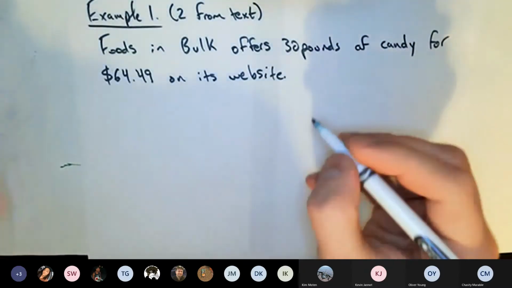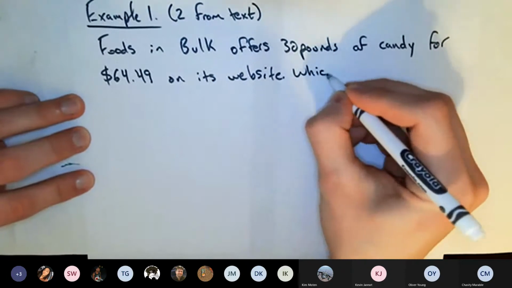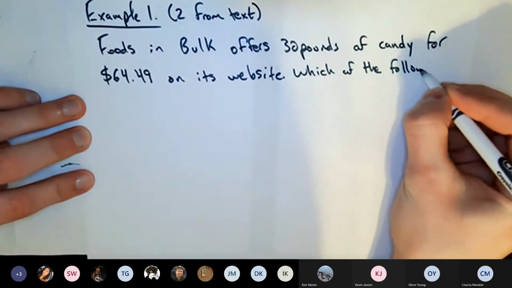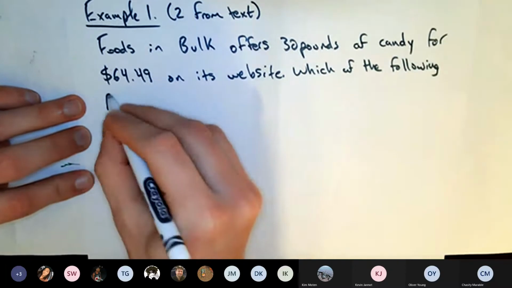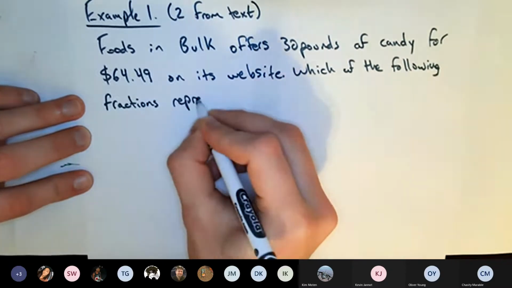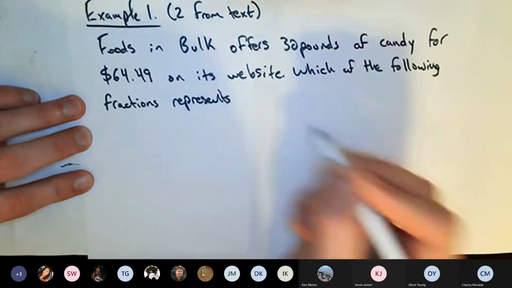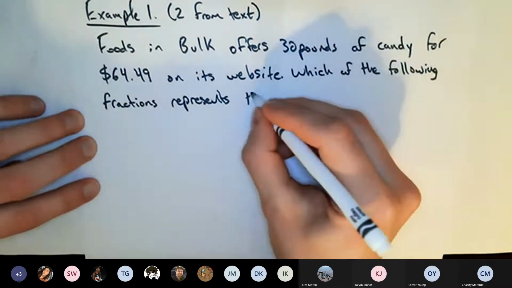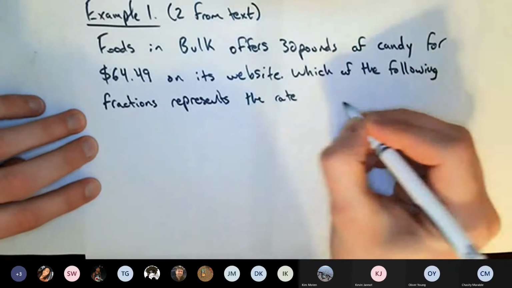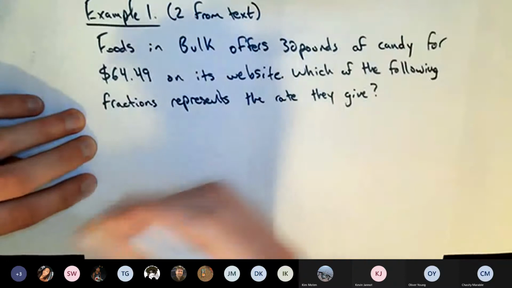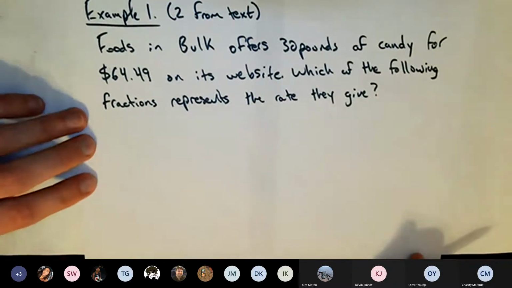Which of the following fractions represents this rate they give, this 30 pounds for $64.49?